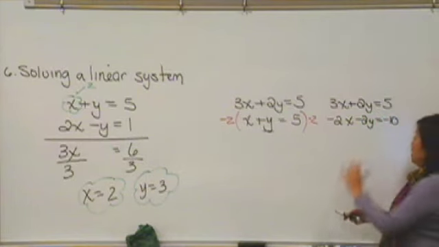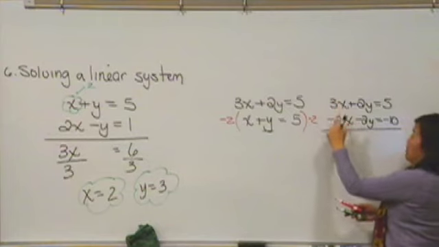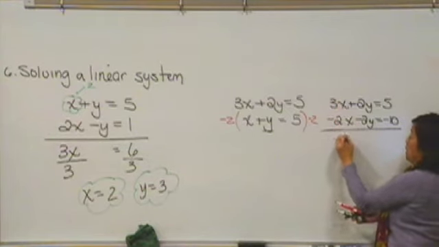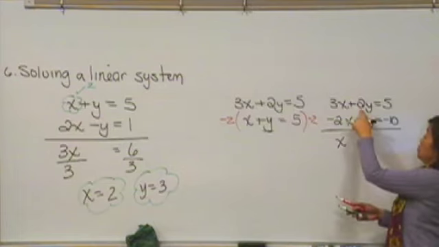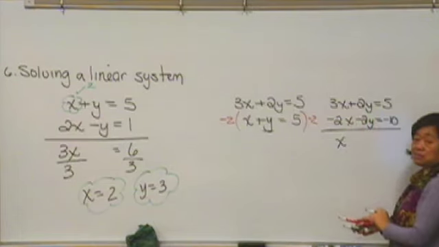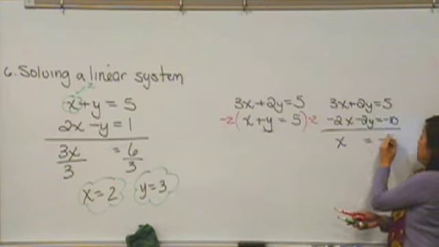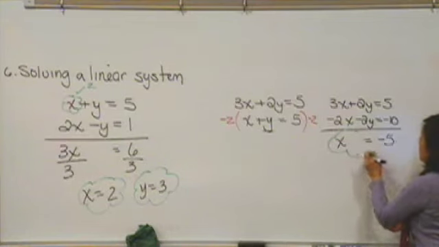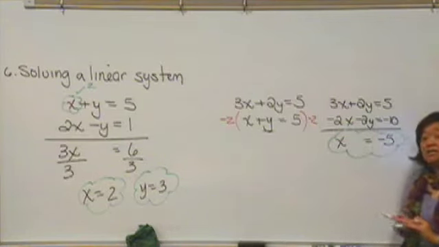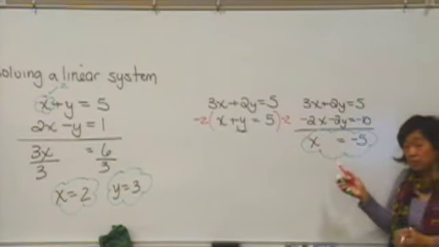Now, if I were to add these equations together, look what happens. 3x and negative 2x is 1x. And check out what happens with the y's. They cancel out. 2y and negative y cancel. 5 and negative 10 is negative 5. And we just got part of our solution. Now we know that x is equal to negative 5. And again, if I want to find out what y is, I simply have to take any of the equations on the board. It doesn't matter which one.